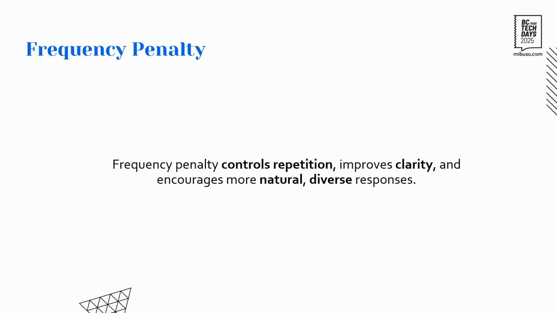Frequency penalty. There is also the frequency penalty that you can play around with, and it really helps you control the repetition and improve clarity or even encourage more natural and diverse responses. What I mean by that is really the more it uses a certain word, it will gradually stop using that word. So if you have a whole prompt of maybe even 10,000 words, a word that you may have used very frequently in there, it's probably not going to use it when it's trying to output tokens.